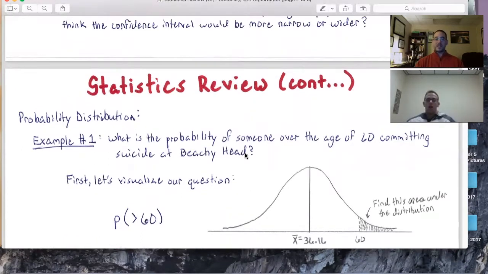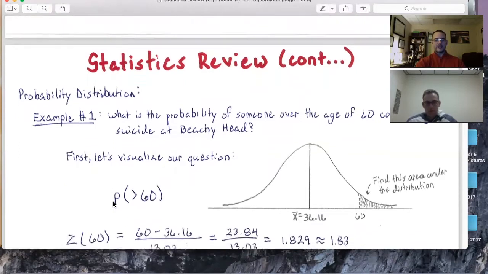Still working with our Beachy Head data. So if I gave you the question, what's the probability of someone over the age of 60 committing suicide at Beachy Head? One of the things that I do, Kyle, when I'm first going to do a probability distribution problem is I want to visualize that data. Here it's asking us, what's the probability of it being greater than the age of 60? So I want to visualize that on my normal distribution and really make sure that I shade in the part of the distribution that I want to solve for.